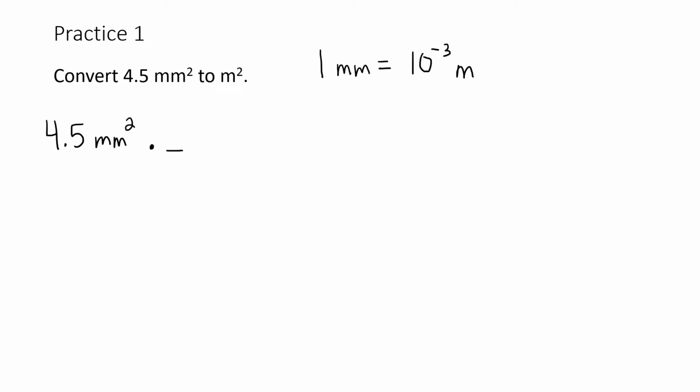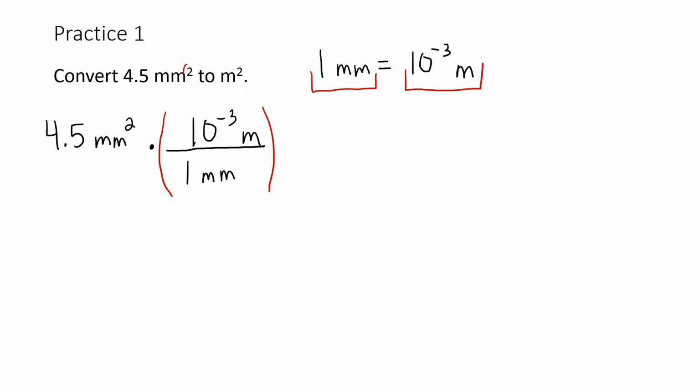Still do the same thing. You multiply by some fraction. Into the fraction, you're going to put these relationships. I want to cancel millimeter squared ultimately, so I'll put the 1 millimeter in the denominator. We want to go into meter squared, 10 to the negative 3 meters in the top. And now, because we're converting square units, the second dimension, we're going to square the whole thing. So we square our conversion fraction. I'm going to square the 10 to the negative 3, square the meters, square the 1, square the millimeters.